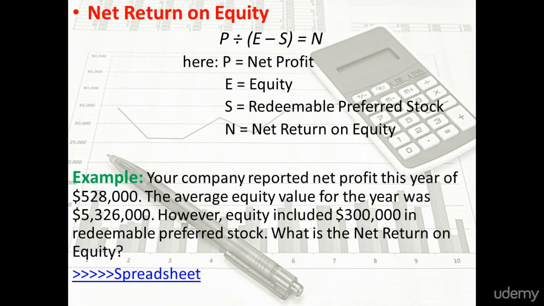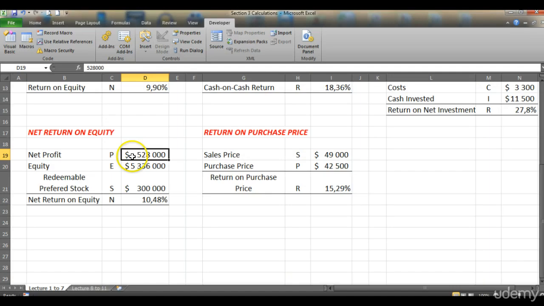Your company reported net profit this year of $528,000. The average equity value for the year was $5,326,000. However, equity included $300,000 in redeemable preferred stock. What is the net return on equity? And here is on the spreadsheet.